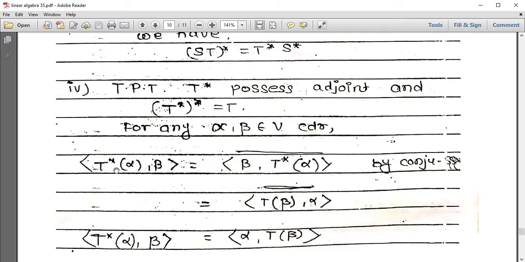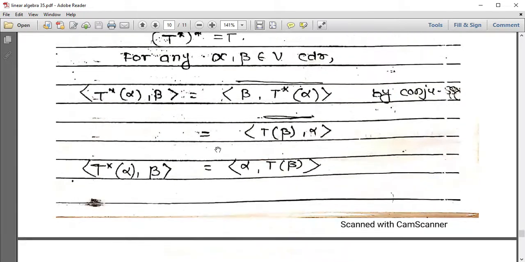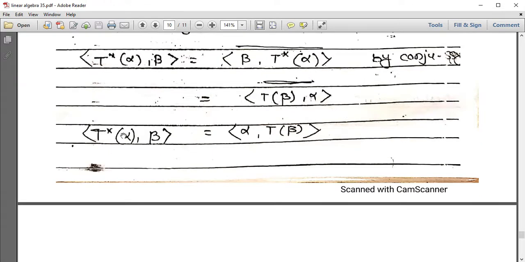the inner product of T star of alpha with beta, which is equal to the conjugate of the inner product of beta and T star of alpha, by the conjugate property of inner product space. This is equal to the conjugate of the inner product of T(beta) and alpha. Hence, the inner product of T star alpha and beta is equal to the inner product of alpha and T(beta).